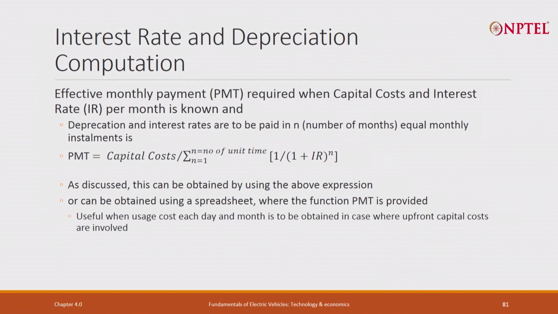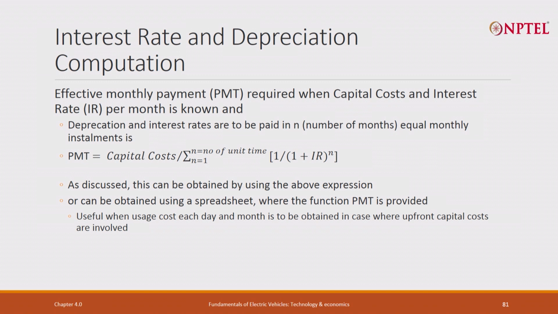Now, as I pointed out, the effective battery cost is depreciation and interest rate. So PMT is a formula that I said you can use in Excel. But what exactly is it? Actually, this is the formula for PMT. It is the capital cost divided by a summation over a series. Suppose it is 5 years, so summation over 5 terms of 1 divided by (1 plus interest rate) to the power of n. So a fairly involved formula if you do it for 5 years.